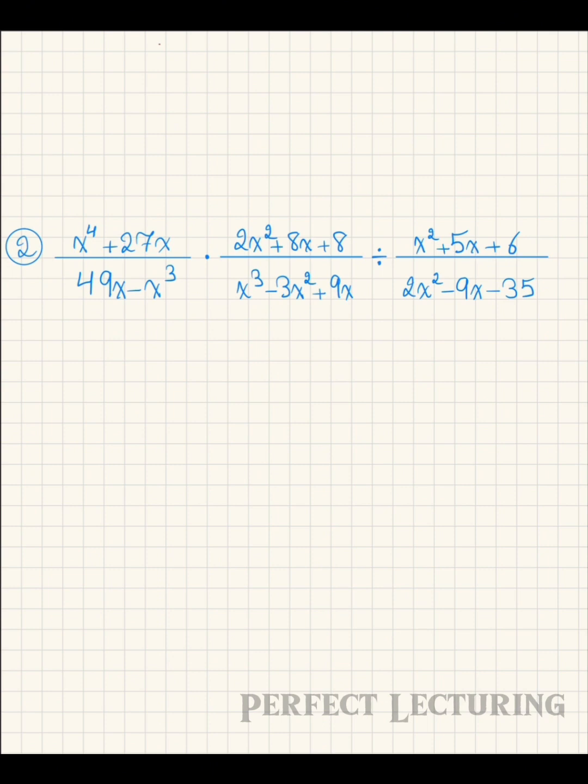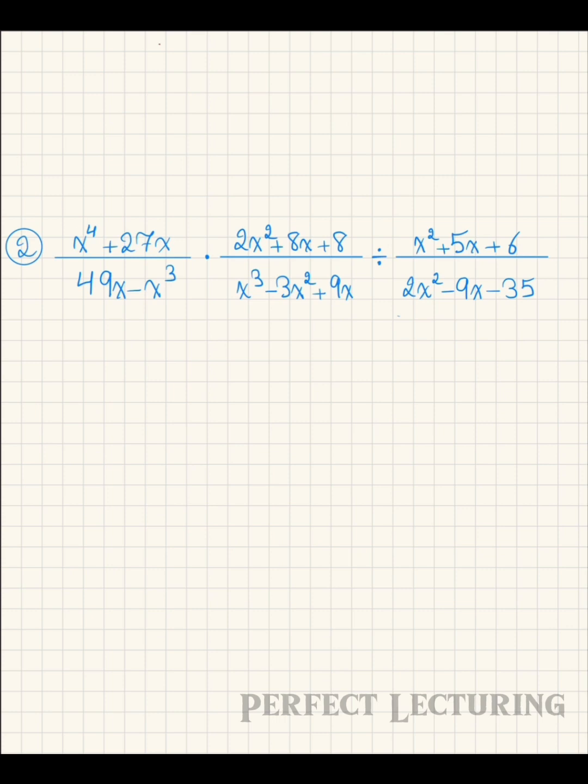We continue with the second example. Again, we have a bunch of rational expressions. So we first factorize all the polynomials up and down if possible. Now, you might choose first to convert division into multiplication and then factor, or vice versa. Whichever you do first, it doesn't matter. The answer will be the same.